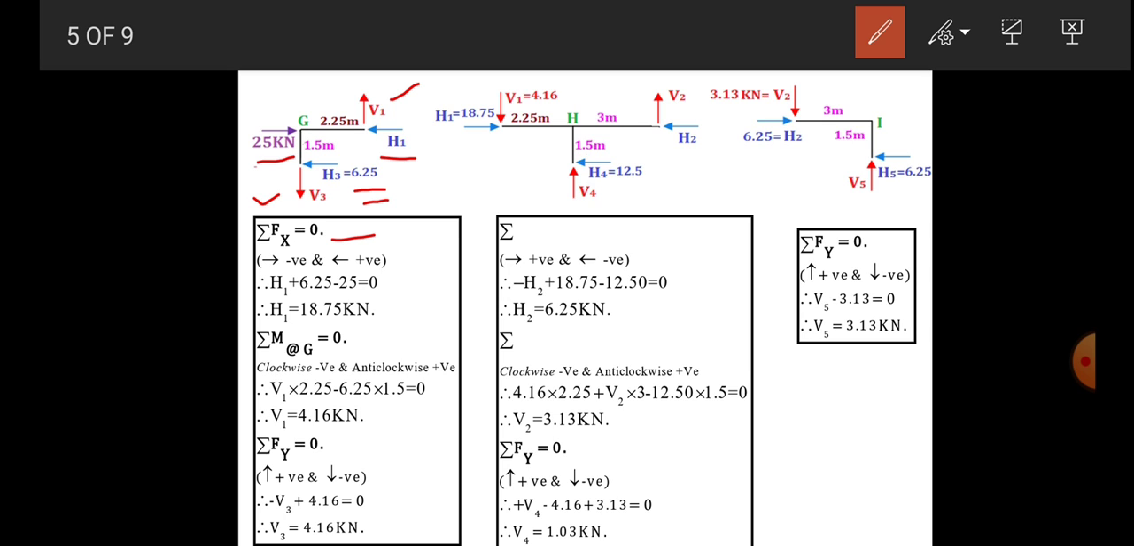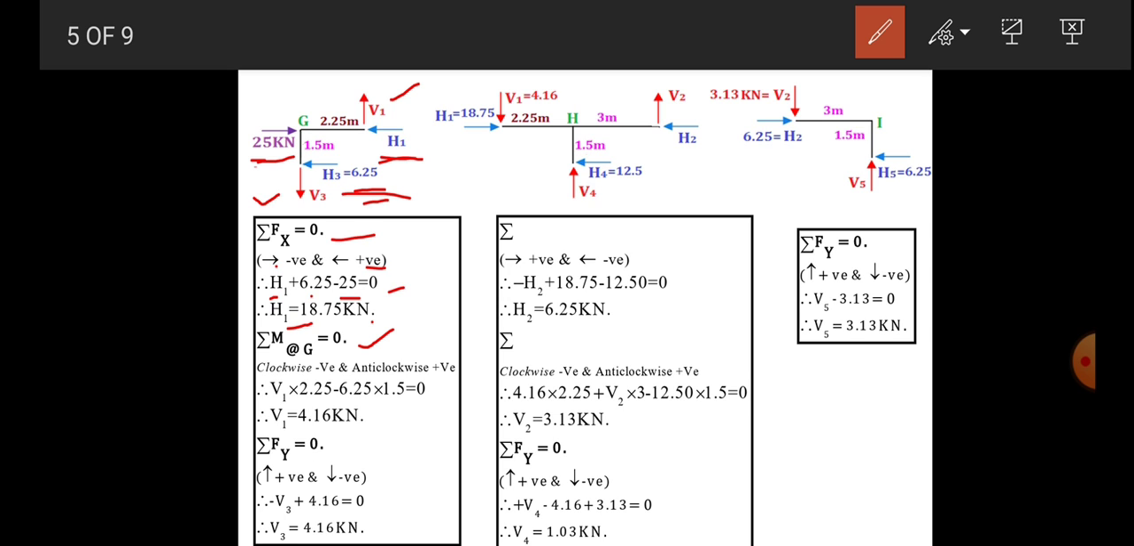Now do the summation Fx equal to 0. Here we take right as positive and left as negative, and arrow toward the left side positive. So let's consider plus H1, then plus 6.25, and minus 25 is equal to 0. So we have H1 equal to 18.75 kilonewton.